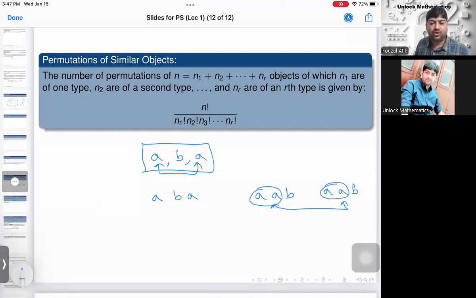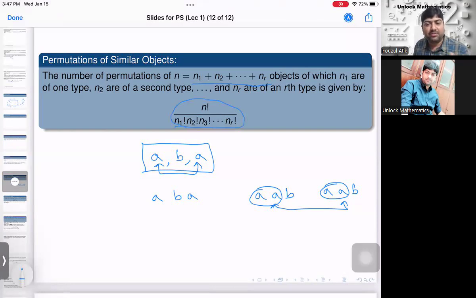So this count should not be 3 factorial, right? So if you have such kind of cases, the formula for permutation is a little different. The general formula is: the number of permutations of n objects, where n equals n1, n2 up to nr, of which n1 are of one type, n2 are of second type, and nr are of rth type, is given by n factorial divided by n1 factorial into n2 factorial dot dot up to nr factorial.